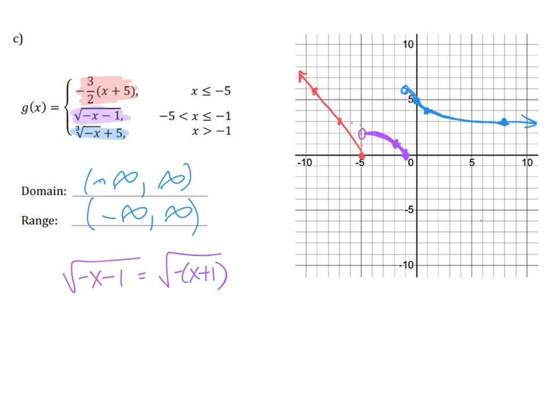All right, last one. We have a linear portion right here. So what do we have? This means I'm going to move left 5. So I move left 5 of a slope of -3/2. So there we have it.